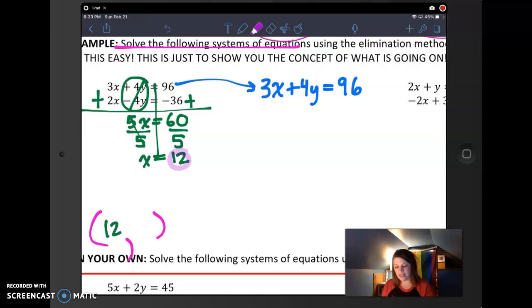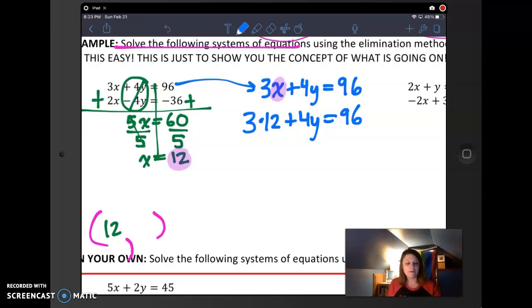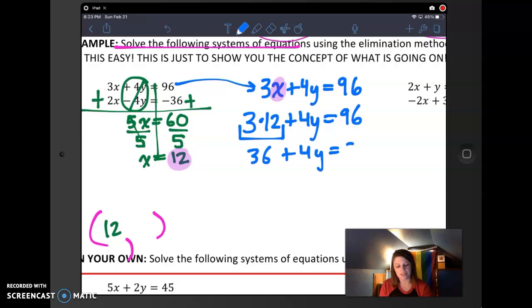And we got that x is equal to 12. I'm going to plug in 12 into this equation. So again, just like we've seen in lots of different solving situations, like when we had to solve for b in y equals mx plus b, when we've had to find x and y using substitution, you want to multiply first. So 3 times 12 is 36 plus 4y equals 96. And now it's just a two-step equation that we need to solve for y.